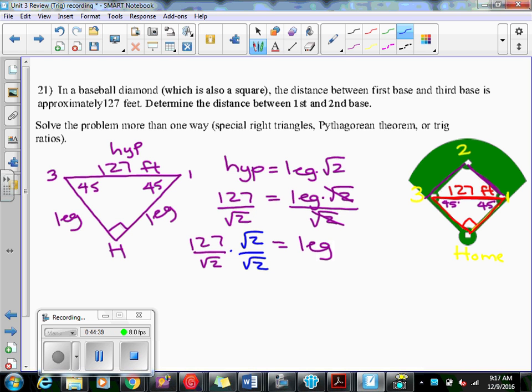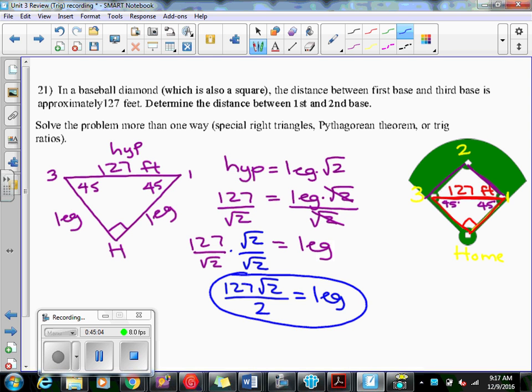So if you multiply straight across the top, you get 127 times the square root of 2. And on the bottom, the square root of 2 times the square root of 2 is the square root of 4, which we know is 2. Now, if 127 divided by 2 had given me a nice even number, I would divide it out. But since it doesn't, I'm going to leave it exactly as it is. And this is my answer.